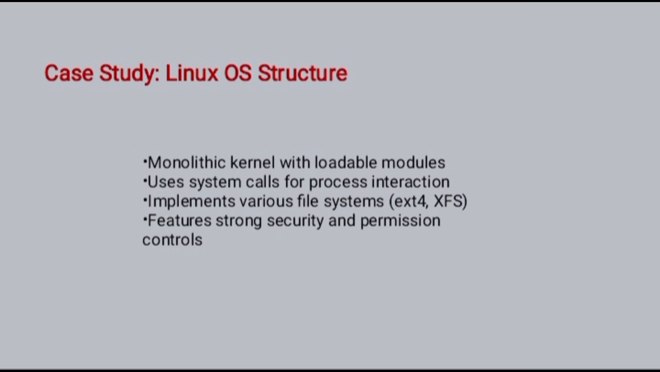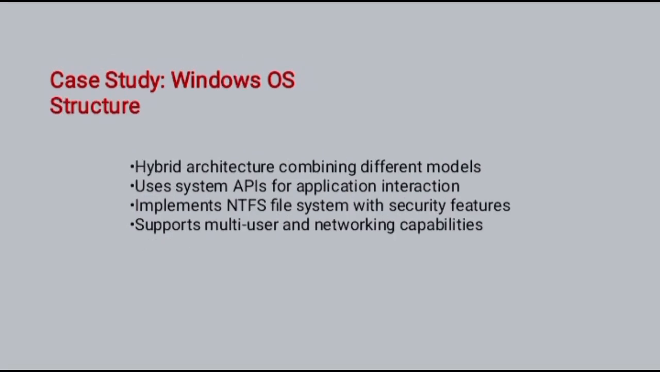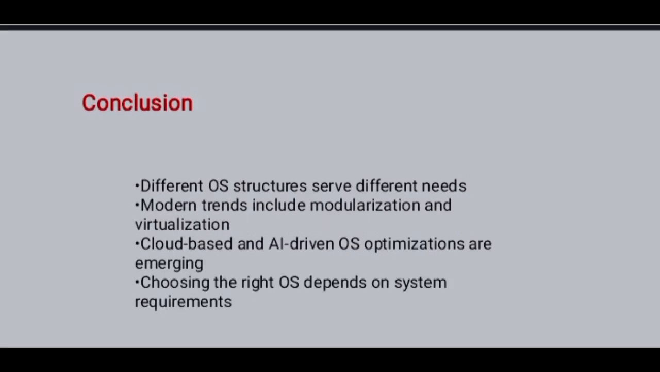This slide describes Windows. It has a hybrid architecture, meaning it blends elements of monolithic and microkernel design. Applications interact with the system through system APIs. Windows primarily uses the NTFS file system, which includes robust security features. It supports multi-user capabilities, allowing multiple people to use the same computer simultaneously, and networking features for connecting to other computers. In conclusion, it emphasizes that different OS structures are designed to meet varying needs.